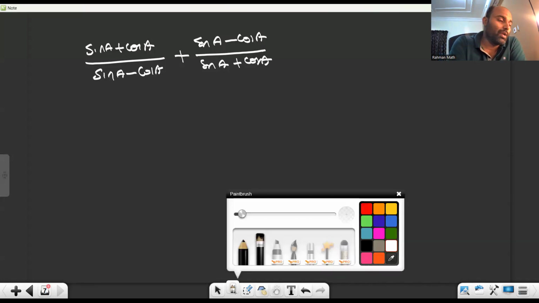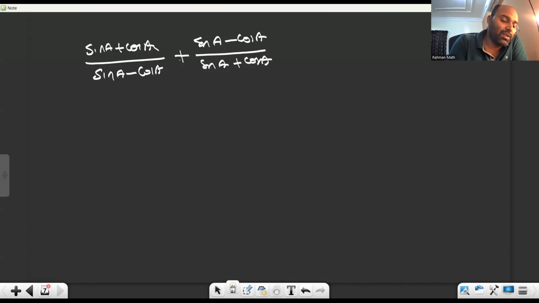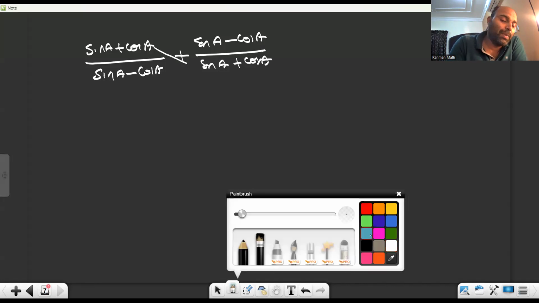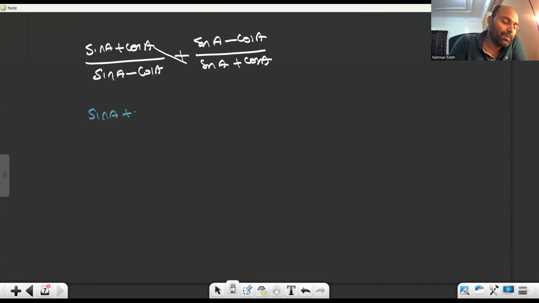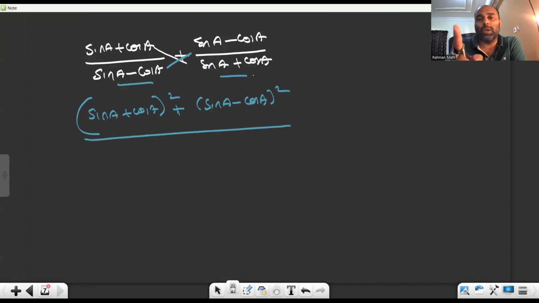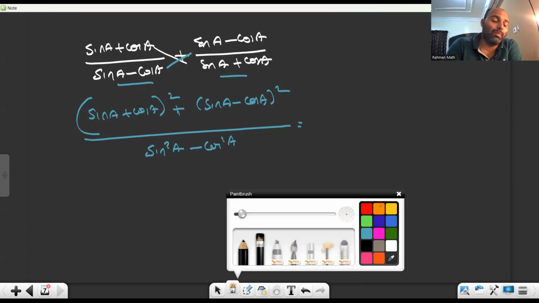So cross multiplying, in the numerator, what will we get? Sin A plus cos A whole square, plus sin A minus cos A whole square, all divided by the denominator, A minus B into A plus B. A minus B into A plus B is A square minus B square. See, what do you want to prove? Our denominator is ready with us: sin square A minus cos square A. After this, expansion, don't make a mistake.